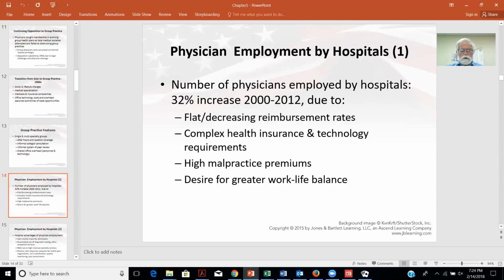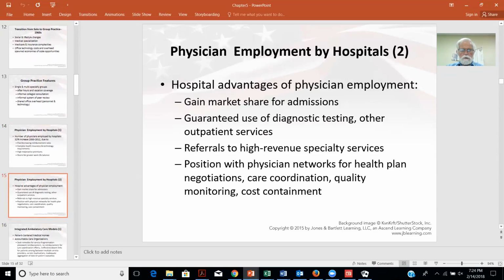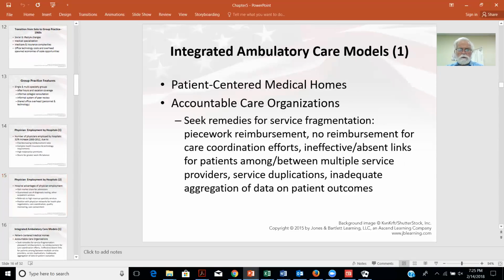We've seen increases in physicians directly employed by hospitals as well. We talked about that on Monday. Hospitals see an advantage to that. You can be paging through the PowerPoint while you're listening to this.